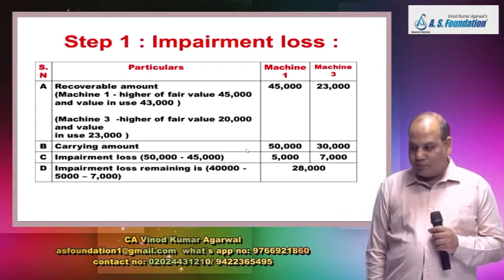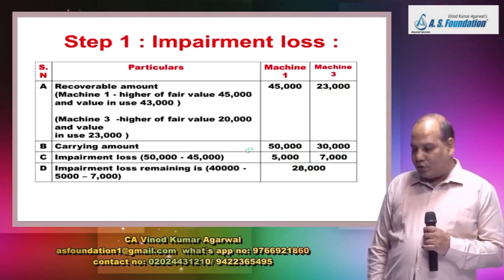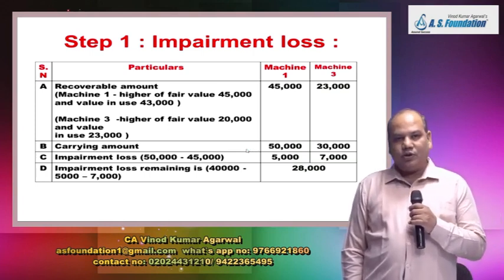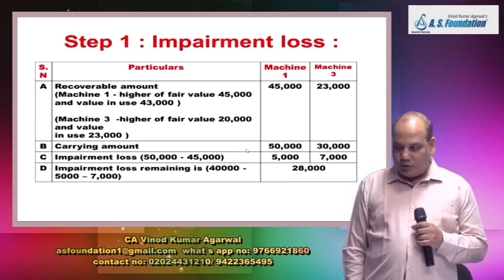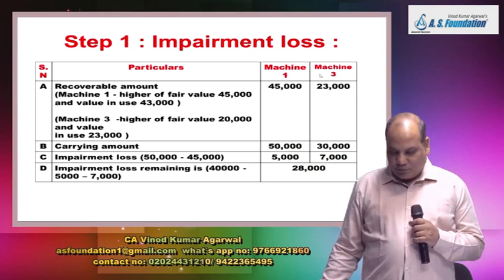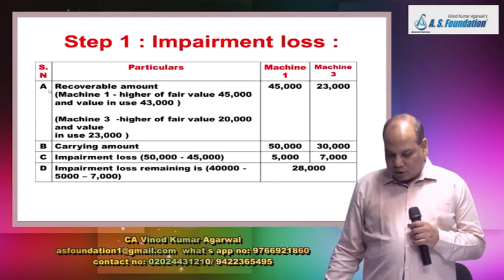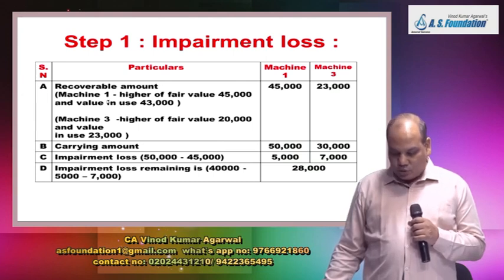So write in the notebook, step 1, calculation of impairment loss of machine 1 and machine 3. Right hand side 2 columns, machine 1, machine 3. And then first we will write down recoverable amount. Very easy problem, so no need to explain much. Recoverable amount is the higher of the two, fair value and value in use.